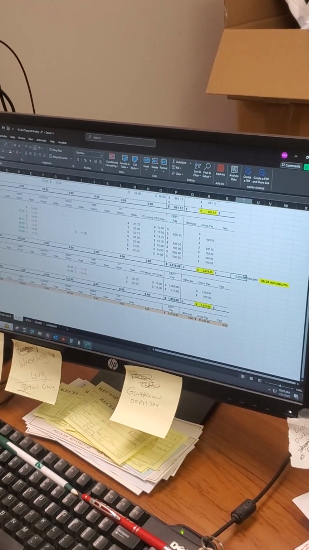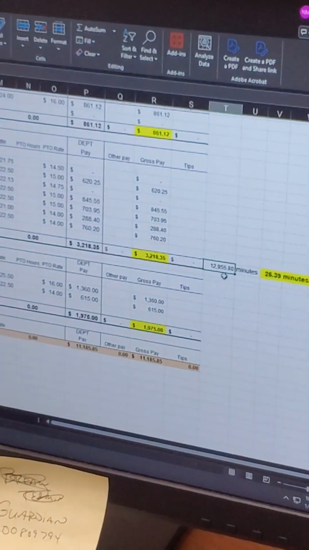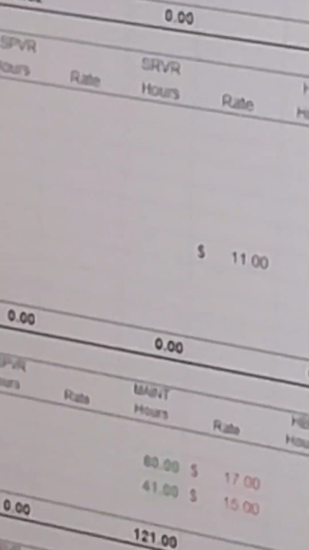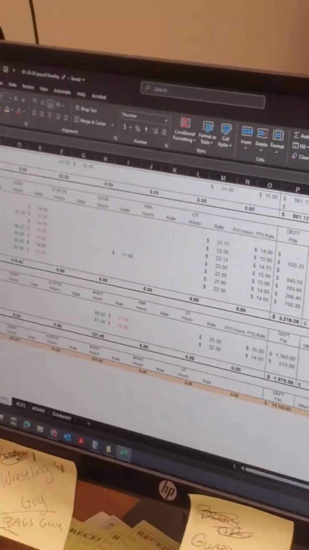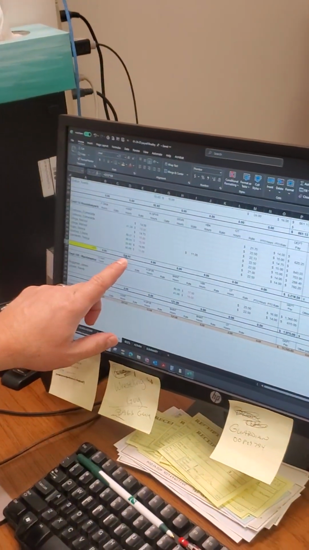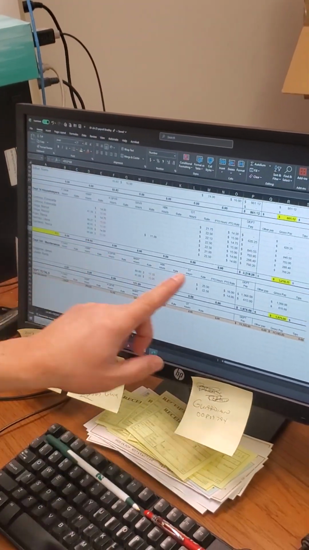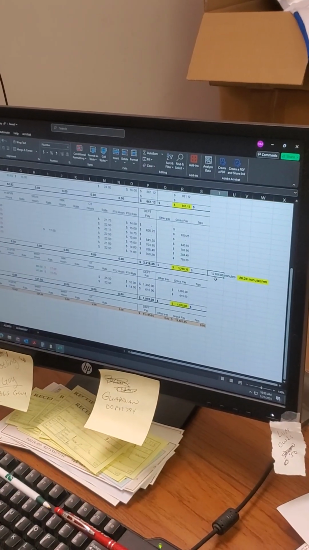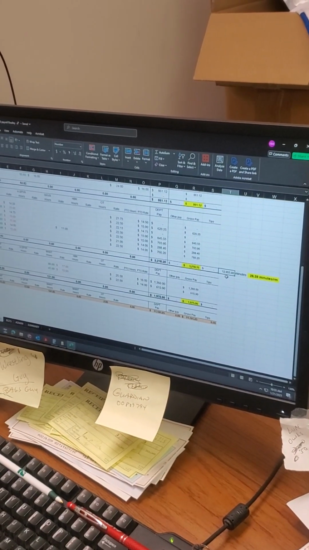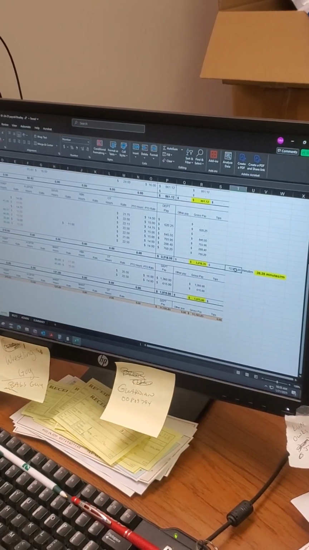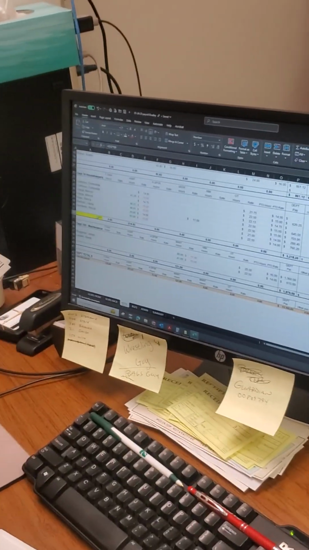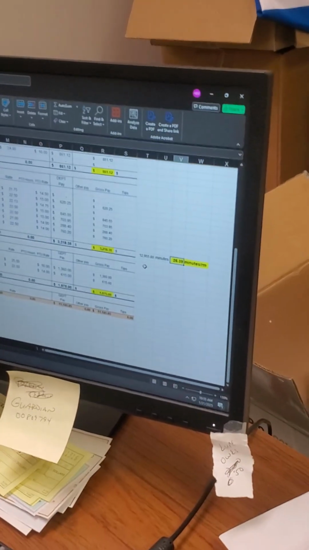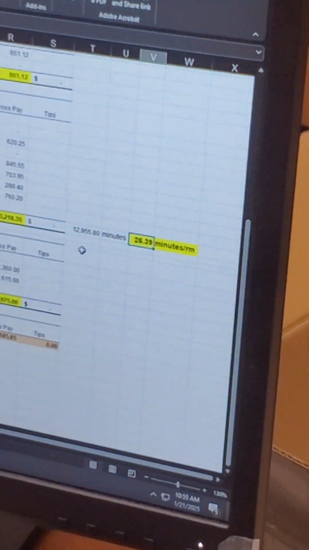Oh, okay, yeah, there you go. So this calculates itself. This number, the total minutes worked, is housekeeping hours times 60 minutes per hour. There's a formula in this area right here. So it's 12,955.80 minutes worked in those 2 periods. Divided by the 491 rooms sold, it's 26.39 minutes per room. That's pretty good compared historically.